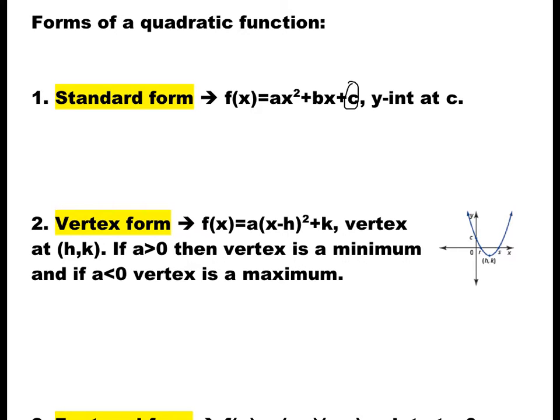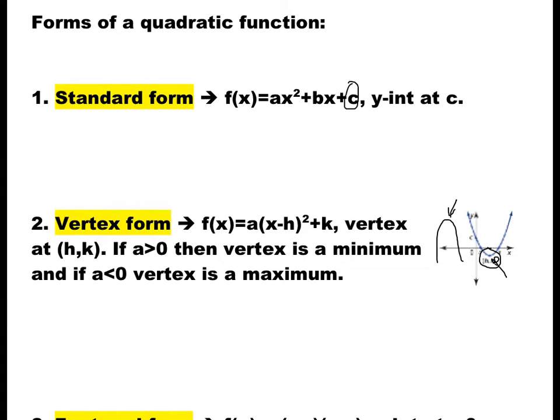If a is greater than 0, then the parabola opens upward, as in the case of this graph, and this means that the vertex is going to be a minimum. And when a is negative, the parabola opens downward. This means that the vertex is a maximum.